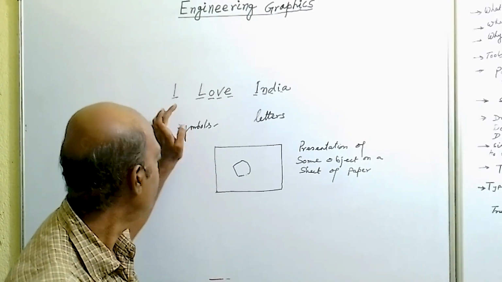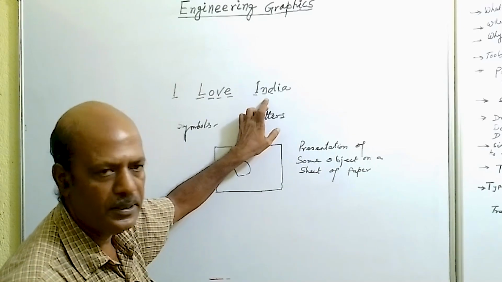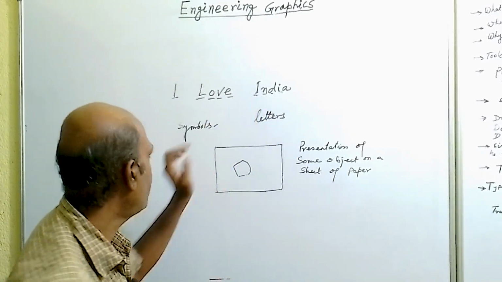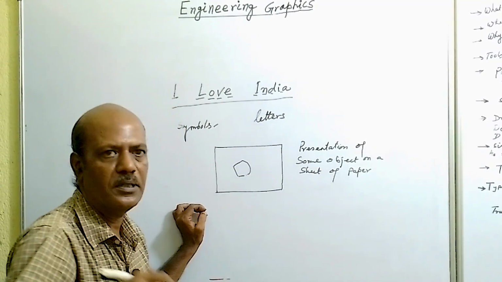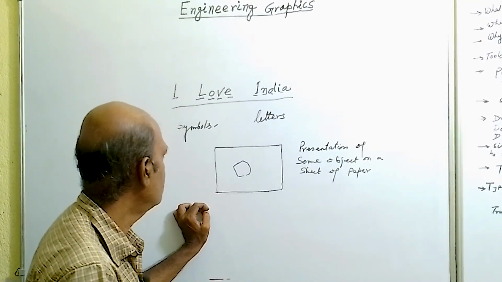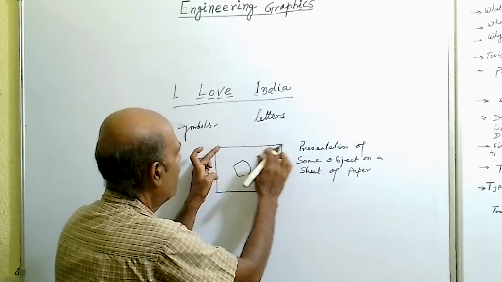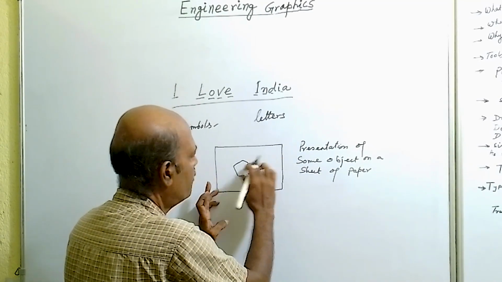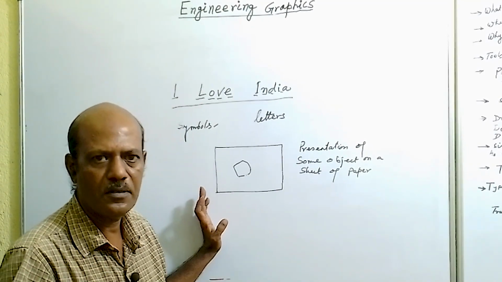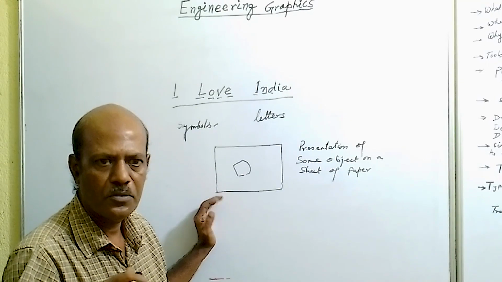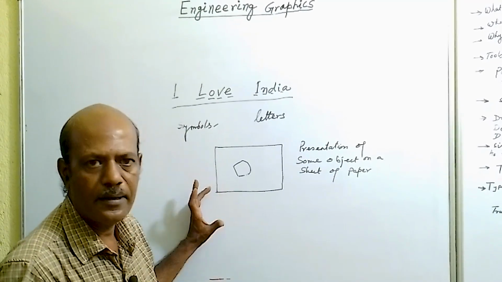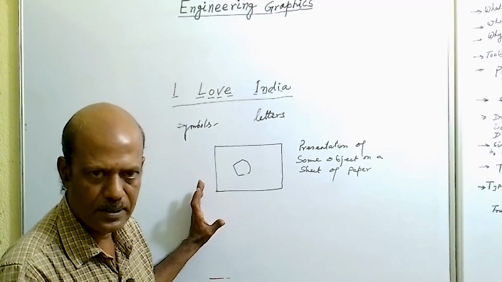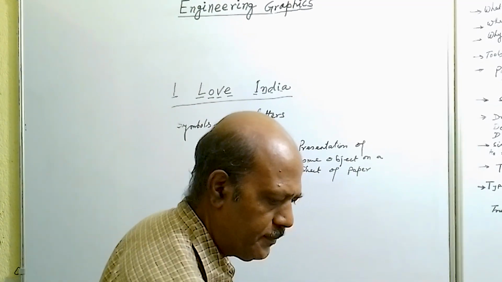So like I love India. So by this, in English language, we can communicate something. So similar way, on a sheet of paper, if we write some sketch or some drawing, with the help of that we can communicate something with others. Okay.